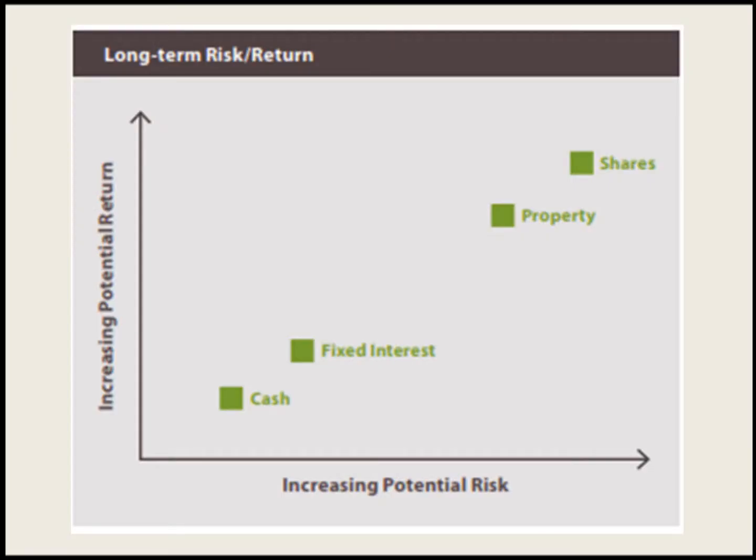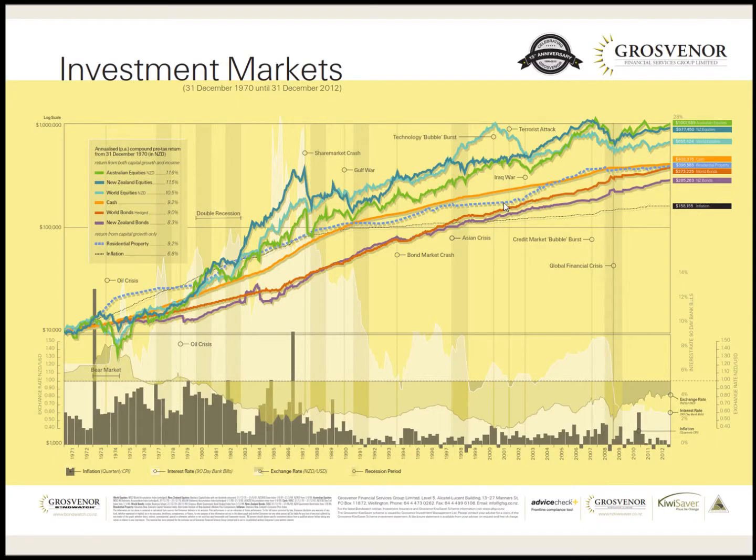On this graph, you can see where the various asset classes sit in terms of potential return versus risk or volatility. The higher the potential return, the greater the chance for volatility. The next image shows this in a real sense, showing us the volatility over 30 odd years of various assets. It may not be super clear on your screen, but $10,000 invested in 1970 in cash, which is the orange line here, would have in 2012 $410,000 worth of value.